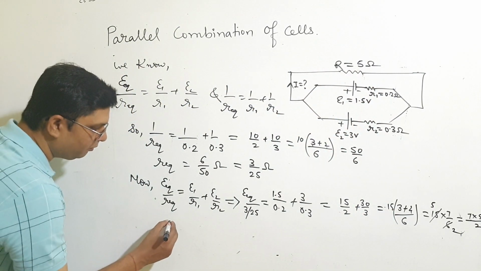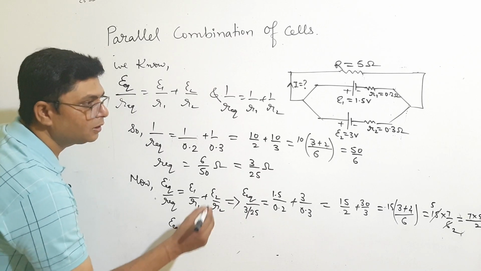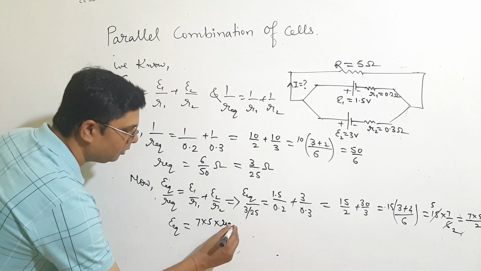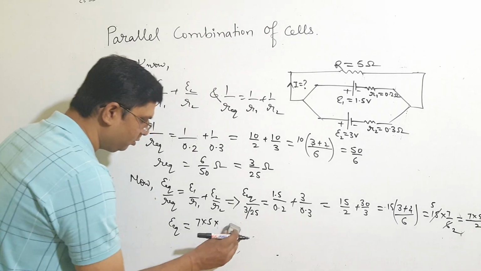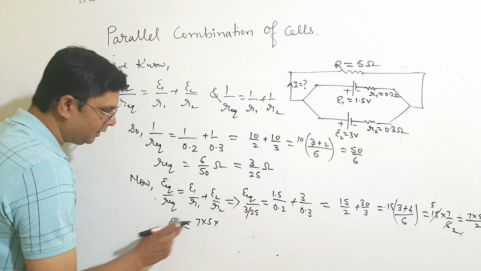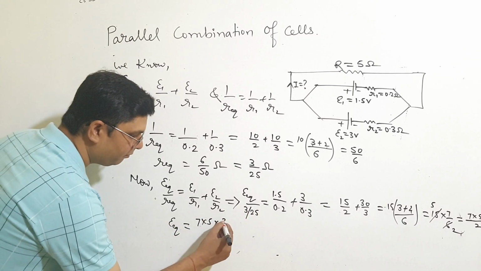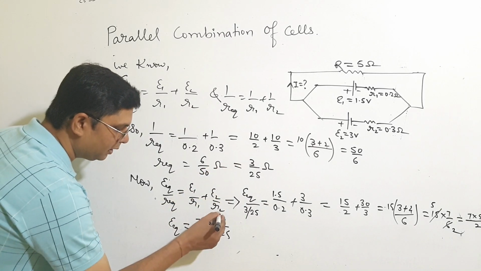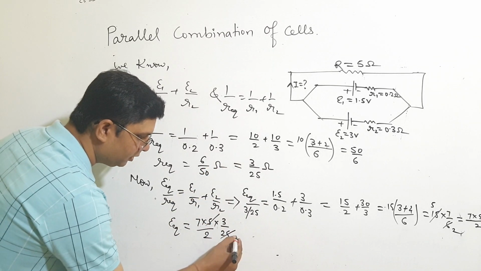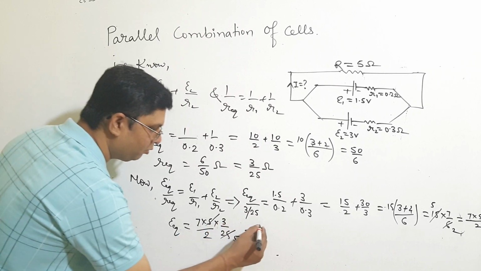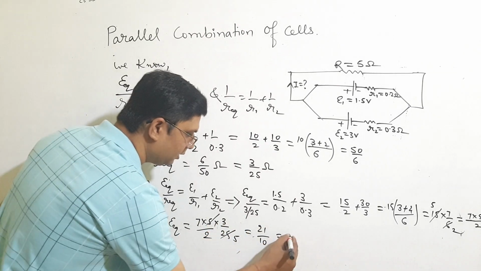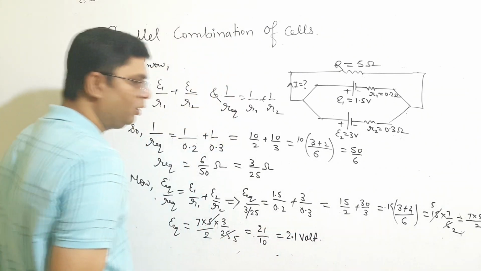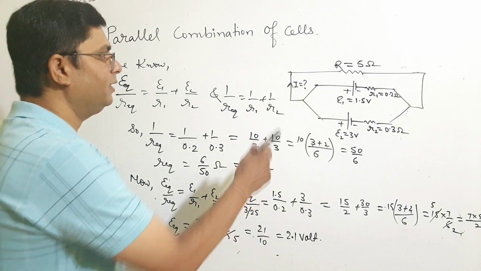So what will be the value of E equivalent? E equivalent is equal to 7 into 5 into R equivalent, or we have written the value of R equivalent, don't worry. We know the value of R equivalent is 3 upon 25, and the denominator side is 2. Cut this 5 with 5. So 7 into 3, 21 upon 10. This is 2.1 volt. The voltage you get is 2.1 volt, but you have to find the current.